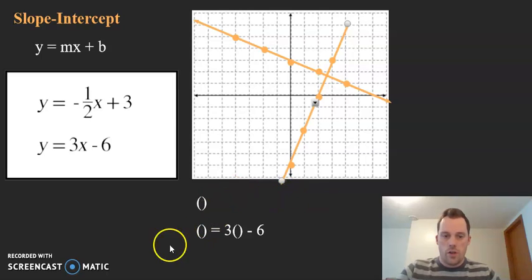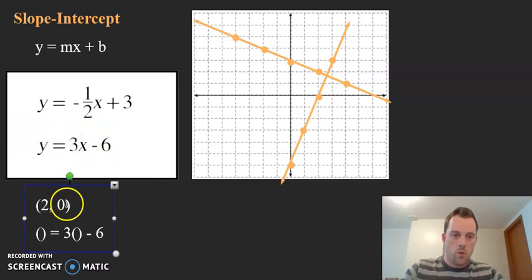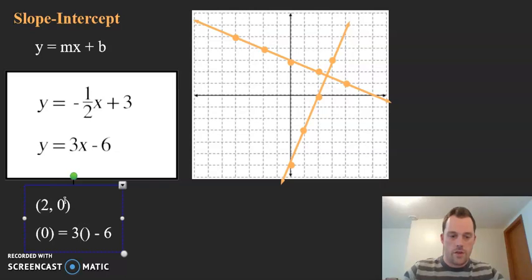I want you to notice that if we were to take any of the points on this line, for either equation, but let's look at the second one, this is the point 2, 0. If I plug those into my equation, my y value is 0, my x value is 2, and 3 times 2 is 6. 6 minus 6 gives me 0. So that is true, and that's going to be the same for any point on this line. When you plug it in for your equation, it should always be true. If I plug in 2, 1, it's not going to be true.